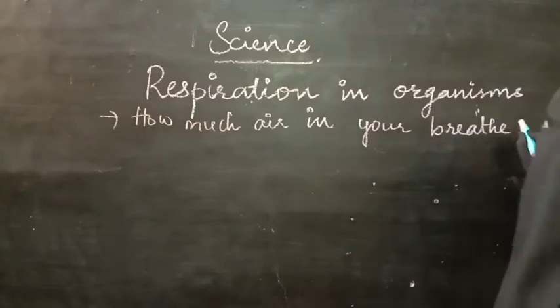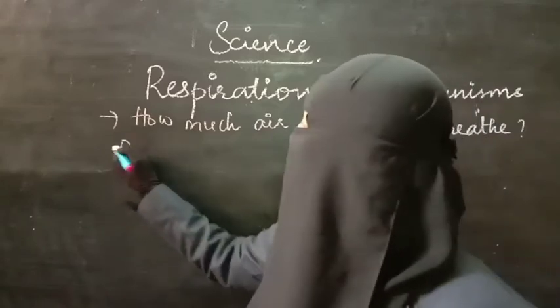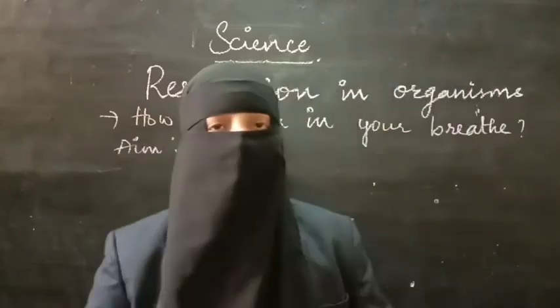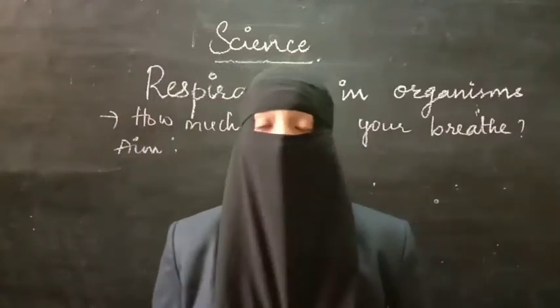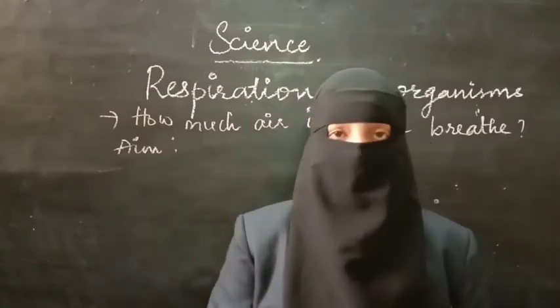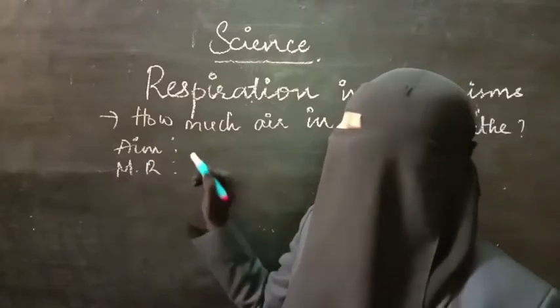As it is an activity, you have to follow the format. What will be the first one here? Aim: to know how much air I breathe in a maximum breath. That is our aim. After the aim we have to write the materials required, the apparatus.